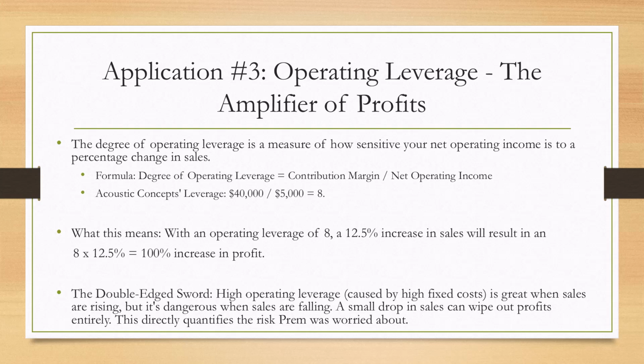But operating leverage is a double-edged sword. High leverage, which is caused by a high fixed cost structure, is fantastic when sales are growing. But it's incredibly dangerous when sales are falling. A small percentage drop in sales can be amplified into a huge percentage drop in profits, potentially wiping them out entirely. This is the tool that quantifies the exact risk that Prem was worried about at the beginning.